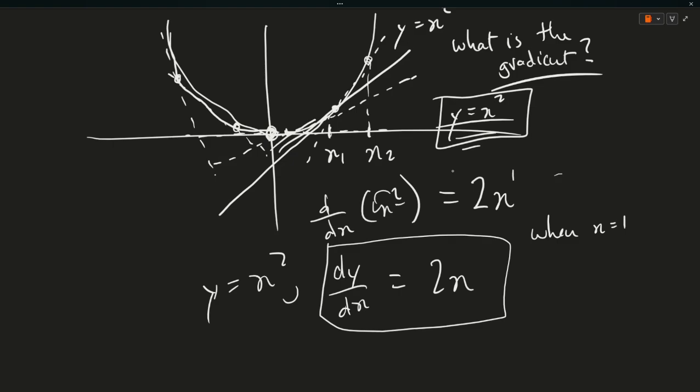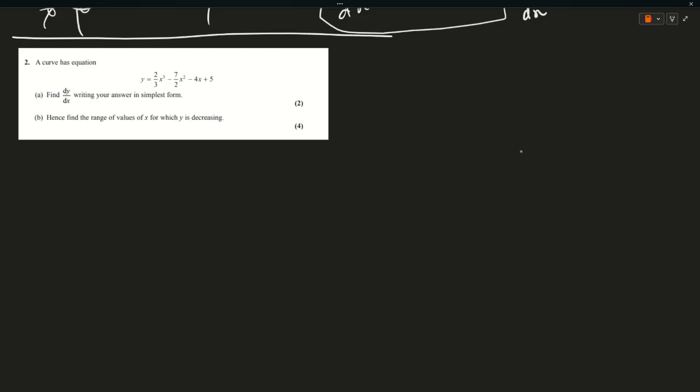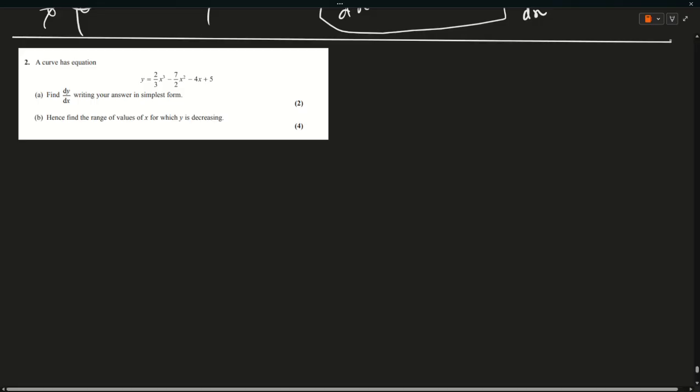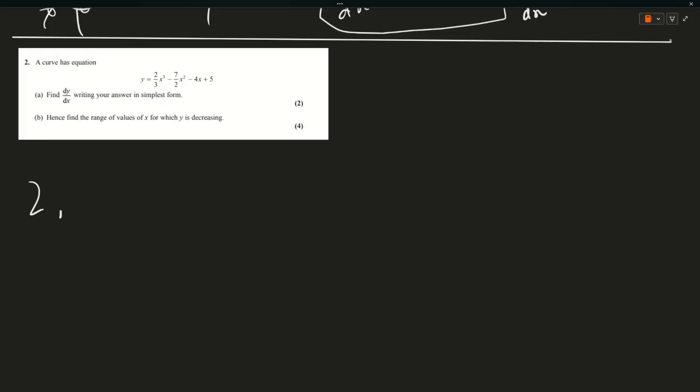Well, we know that the gradient equals 2, because it's just 2 lots of 1, right? Okay, so now let's get into an actual exam example straight away, and just see what I mean here. So the curve has the equation, blah, blah, blah. Find dy dx. This is how they often ask it, but remember, finding dy dx is simply finding the rate at which this function is changing at any given point.